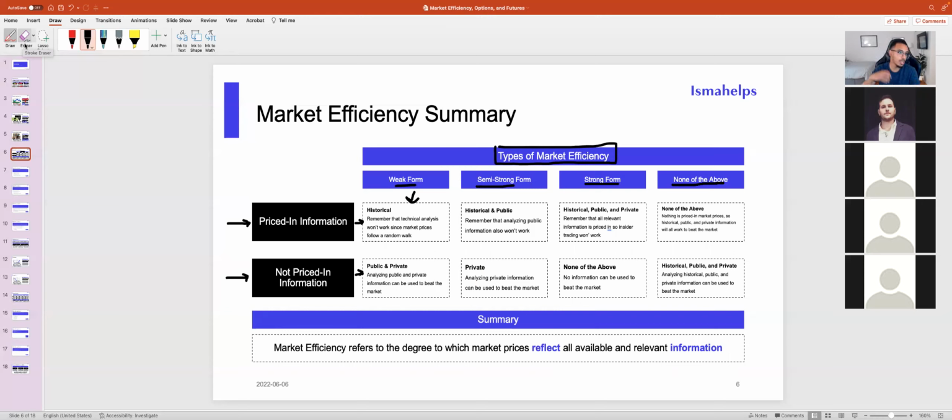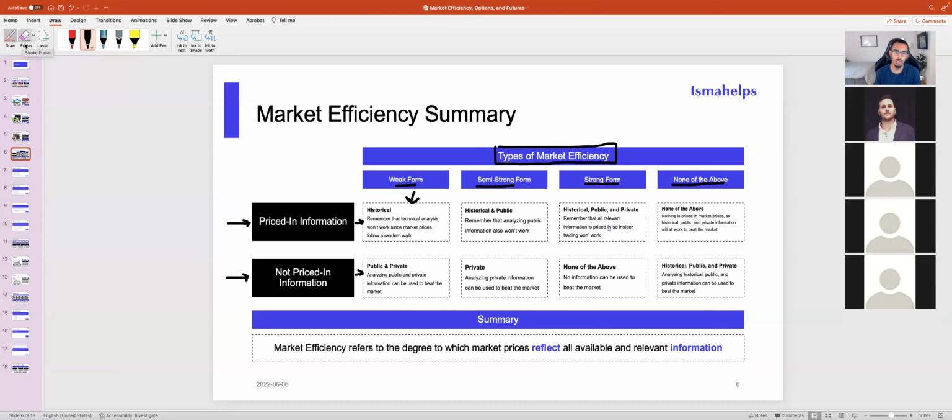Okay, I got two answers. I'm missing two more. What about Rami and Bashir? What do you think? What is not priced in? One last one. Rami, what do you think? What is not priced in under a strong form market efficiency? There you go. So none of the above. Everything is priced in. No information can be used to earn abnormal returns or to beat the market.